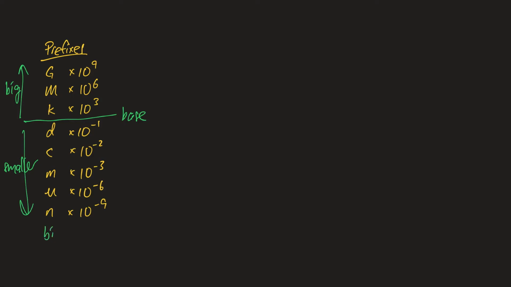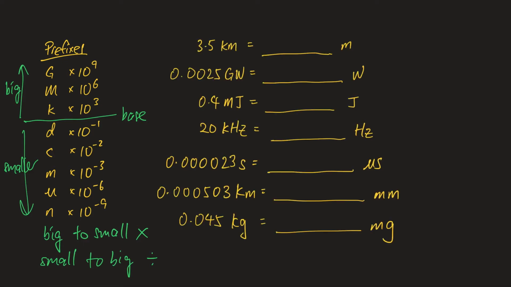So remember, big to small, I need you to remember it's a times, and if you are converting a smaller unit to a bigger unit, I need you to divide. Okay, let's start the practice. To make it easy, all the examples here are converting from bigger units to smaller units, so you need to times. Just remember that.